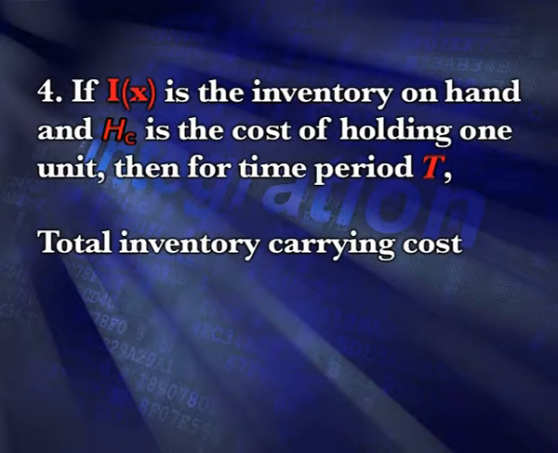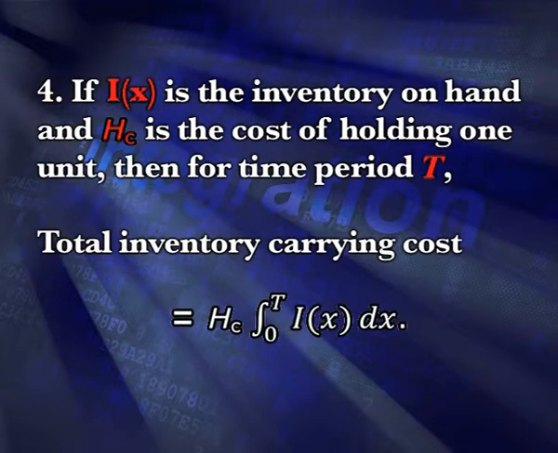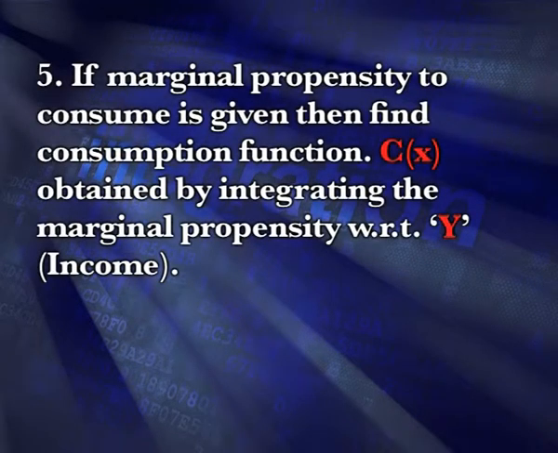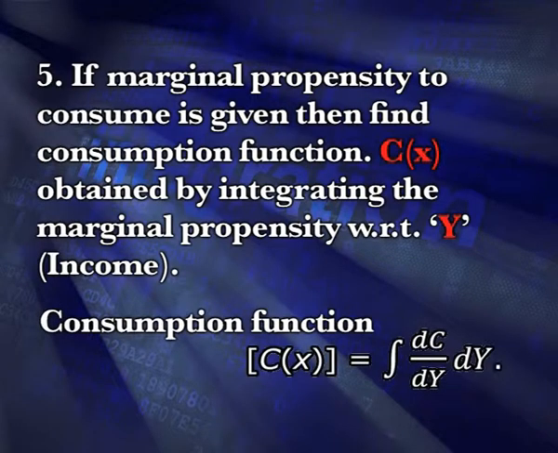Fourth, if I of x is the inventory on hand and HC is the cost of holding 1 unit, then for time period capital T, total inventory carrying cost will be equal to HC times the integration from 0 to T of I of x dx. Fifth, if marginal propensity to consume is given, then find the consumption function. So we have C of x obtained by integrating the marginal propensity with respect to Y income. Now the consumption function, that is C of x, is equal to the integration of dC by dY.